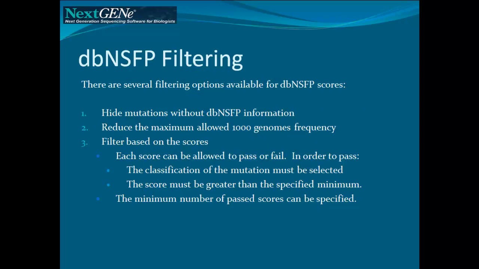The dbNSFP information can be used for filtering in several different ways. The database has information for most non-synonymous SNPs, but it is possible to hide any mutations that do not have this scoring information. It is also possible to exclude those with high 1,000 genomes frequencies or with certain scoring criteria. Each functional prediction or conservation score can be filtered separately, and the mutations can be filtered on the total number of scores that are passing.